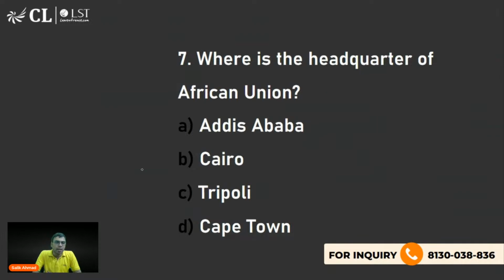Now, where is the headquarter of African Union? Addis Ababa, Cairo, Tripoli, Cape Town. What is the right answer? Yes, Safi, Nomani, Ayush, Shruti, you are right. Addis Ababa is the right answer to this question. Headquarter of African Union is Addis Ababa, and this is a city.